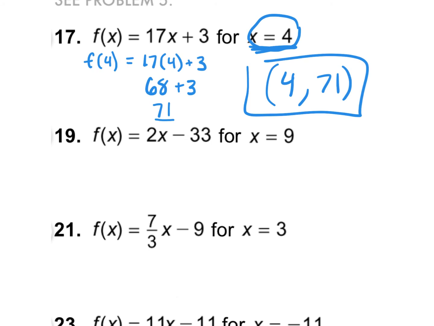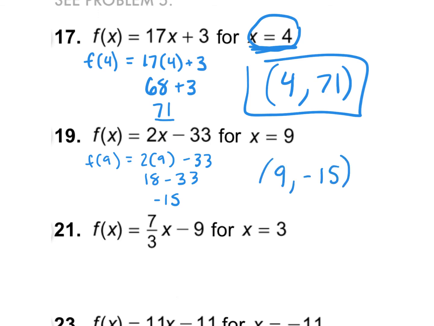For 19, we're doing the same thing. We're finding f of 9. So I need to plug 9 into my x. So 2 times 9 minus 33. 2 times 9 is 18. And 18 minus 33 would be -15. So I plugged in 9 and got -15. So that is my coordinate pair.